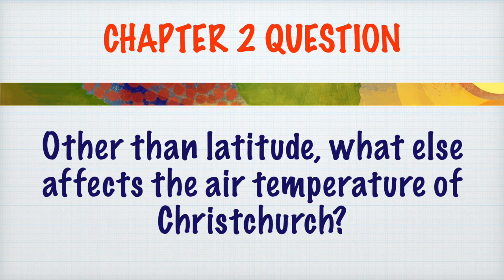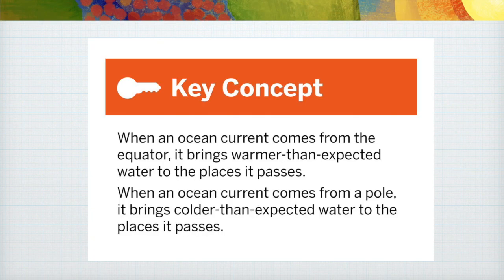Previously, we read the article about ocean currents, and if you guessed that Chapter 2 is all about ocean currents, we're going to learn about how ocean currents can change the temperature of a location. A key concept here is when an ocean current comes from the equator, it brings warmer than expected water to the places it passes. When an ocean current comes from a pole, it brings colder than expected water to the places that it passes.